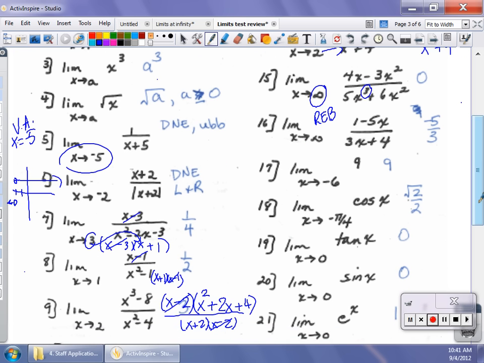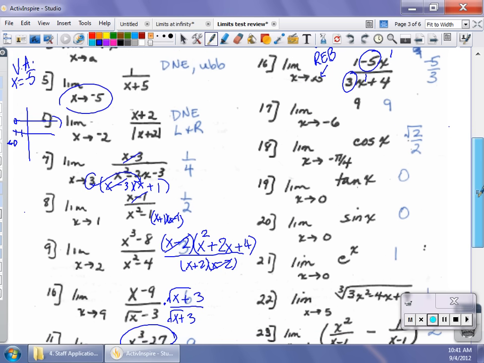Number 16, we are looking again for the right-end behavior. So we're going to look at the degree. So the degree in the numerator is 1. The degree in the denominator is 1. It's the quotient of the leading coefficients. Negative 5 over 3. Don't get confused because the terms were not in descending order.